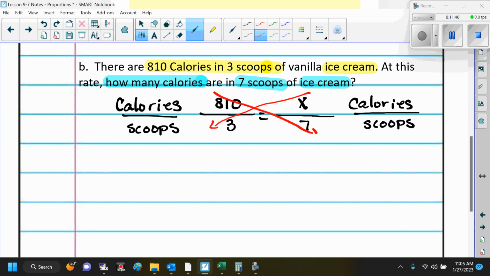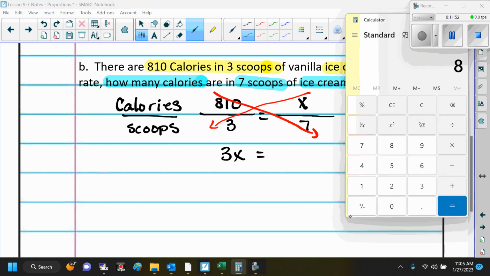Okay? So on one side we have x times 3. How do I write x times 3? 3x. 3x equals 810 times 7. Okay, so we've got 810 times 7, 5,670. Beautiful.